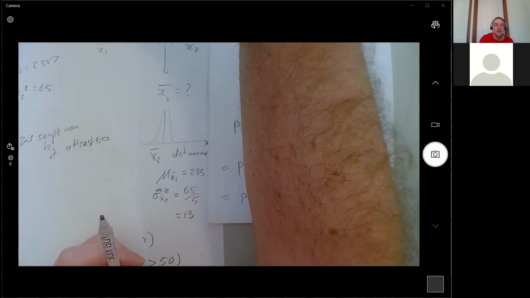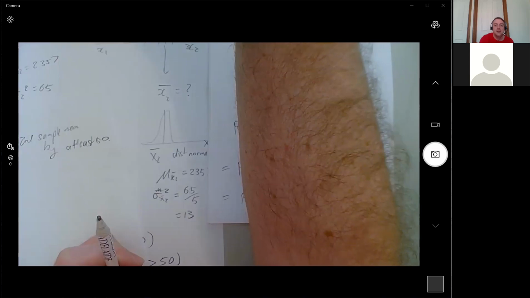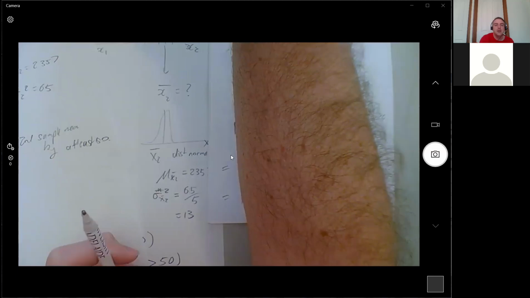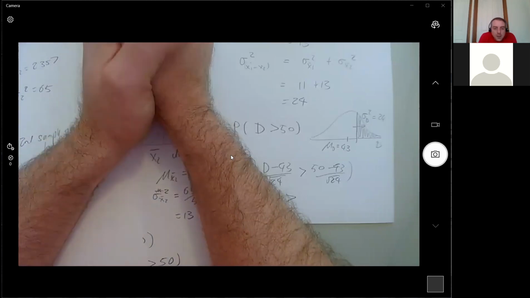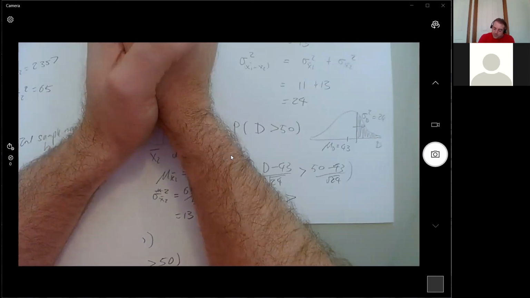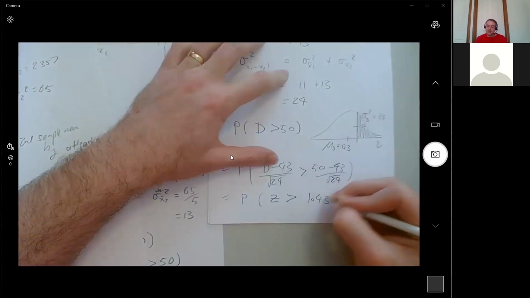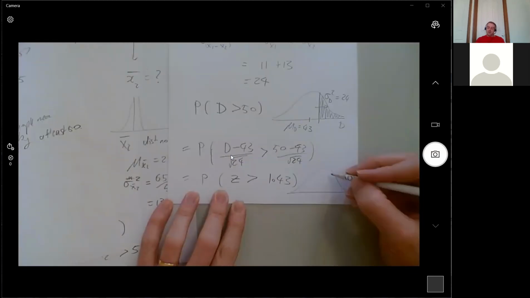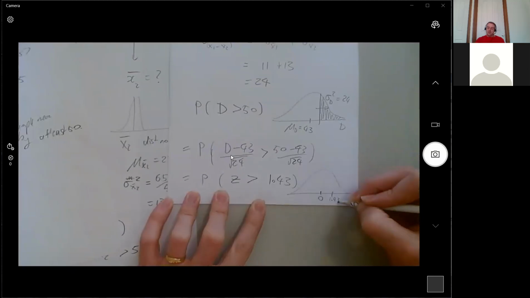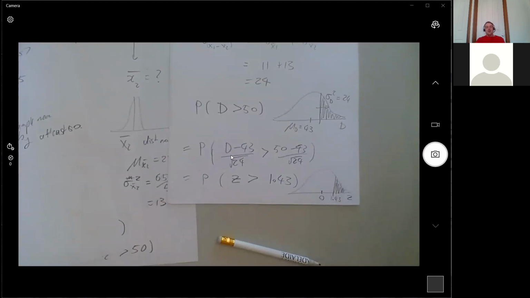apparently, why can I not see that? Apparently that answer works out to be 1.43. And so now we've converted this whole thing into a Z instead. And we want this probability. The Z table doesn't give me probabilities above, it only gives me probabilities below.